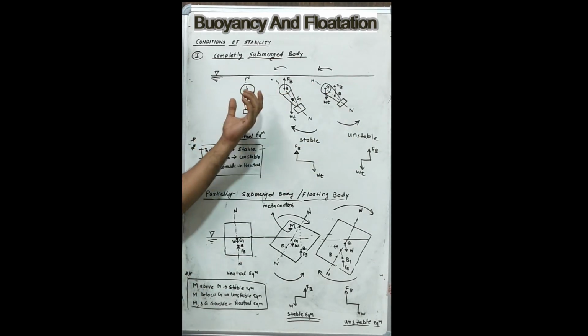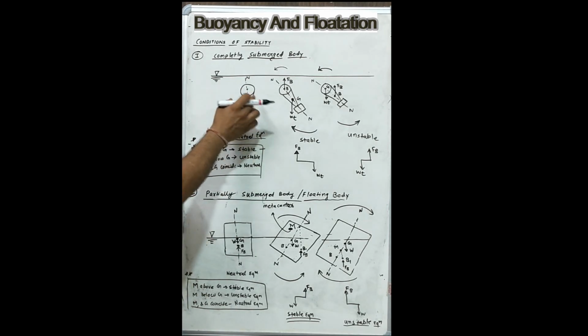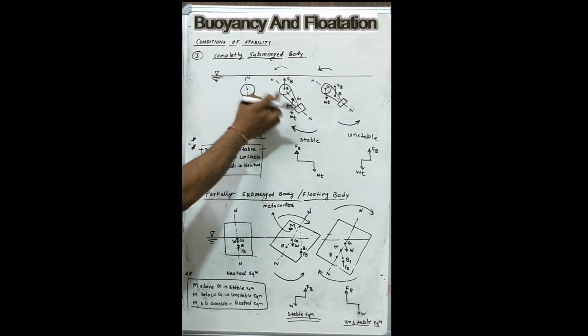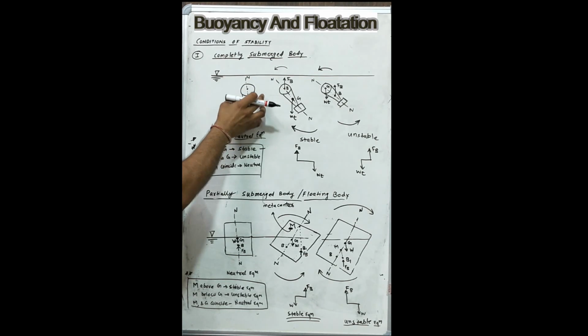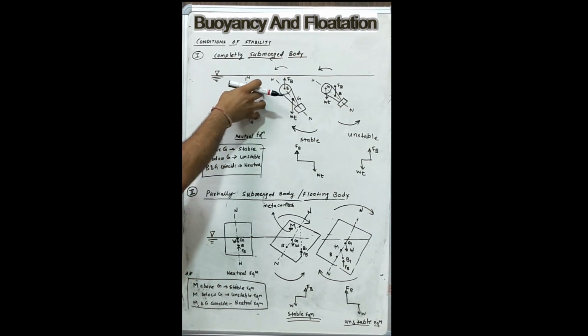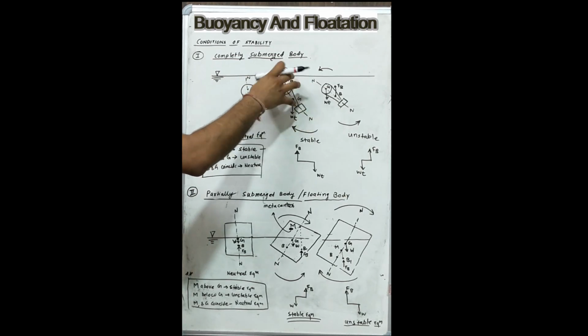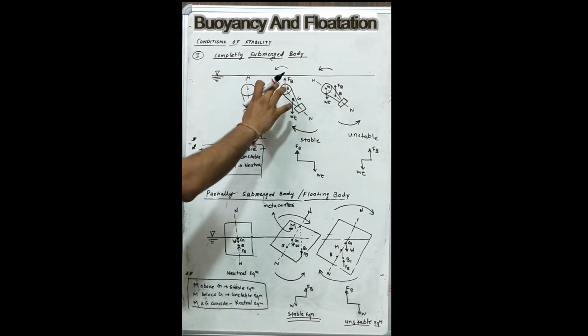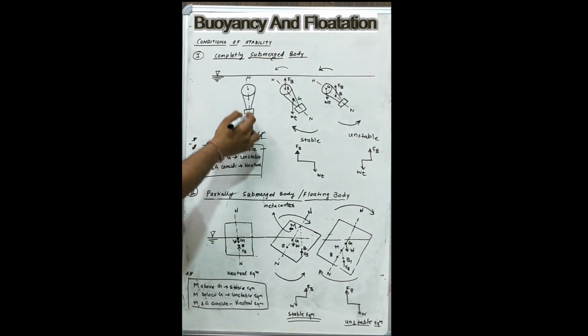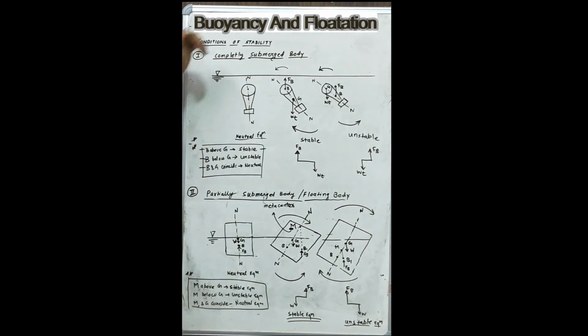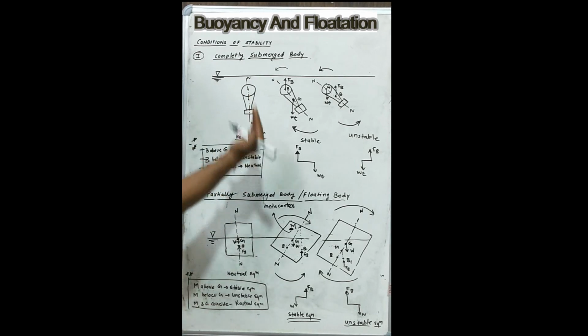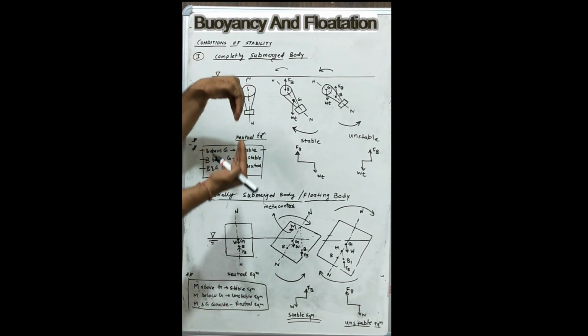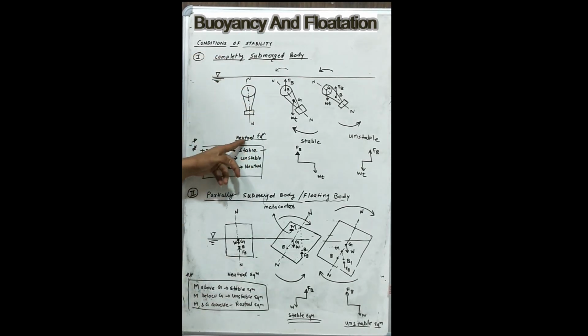So let us consider the first case: if the center of buoyancy of this body is above the center of gravity, what happens in this case? If we give a moment to this body in an anti-clockwise direction, what happens? The line of action, in the case of neutral equilibrium, is the same. The weight of the body acts in the downward direction and the buoyancy force acts vertically upward. These two forces balance each other and create a neutral equilibrium condition.